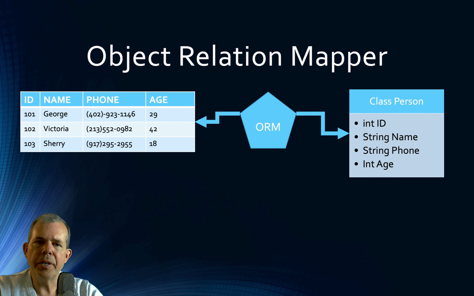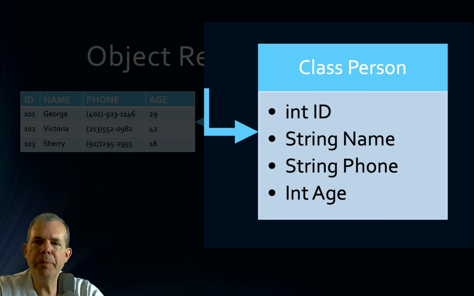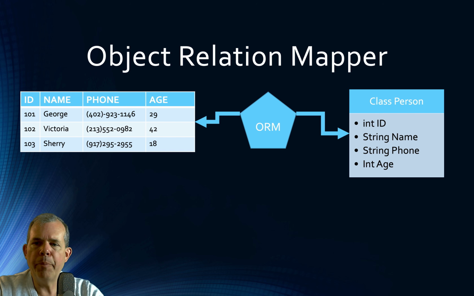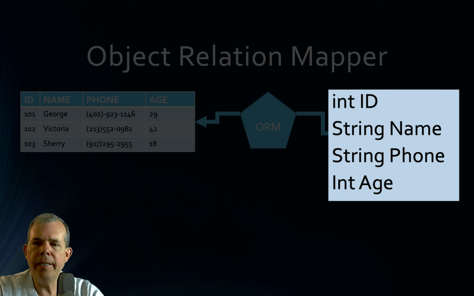So what we've just started is something called an object relation mapper. You can see that the mapping here is between a class and a table. So in this example, the class on the right is a person. It has an ID, name, phone, and age for properties.